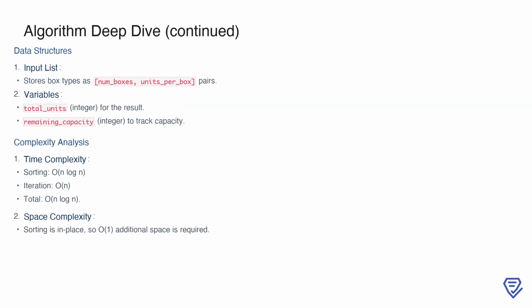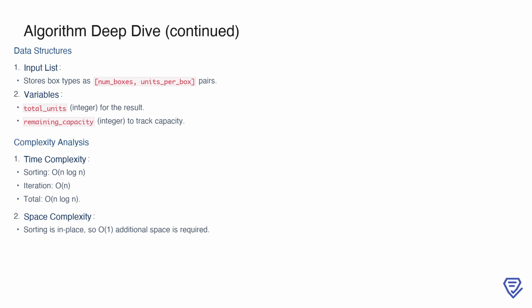To implement this algorithm, we use straightforward data structures. The input list stores box types as pairs of number_boxes, units_per_box, and we use two variables, total_units to keep track of the total units loaded and remaining_capacity to monitor how much space is left in the truck.